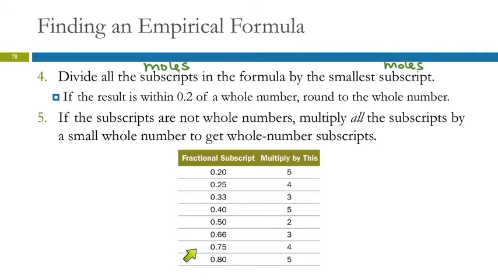So some of you may recognize that these are decimal equivalents of fractions, right? 1/2 is the same as 0.5. So if you have 0.5 and you multiply by 2, you're going to get a whole number. Important thing is, if you're going to multiply one of these by a number, you have to multiply all of them because we need to keep the ratios the same. So those are the instructions.